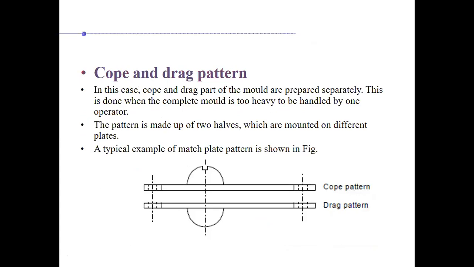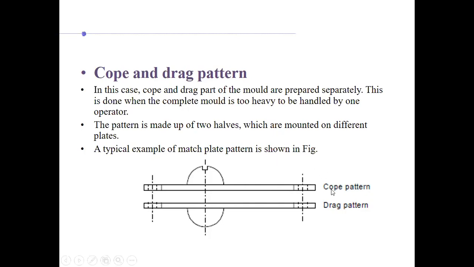Cope and drag. In this case, the cope and drag of the mold are prepared separately. This is when the complete mold is too heavy to be handled by one operator. As I said, the size of the casting is also one factor when deciding the type of pattern. If it is found that the casting is too large, then the pattern has to be large, obviously. Therefore, if it is too heavy, it will be split into two parts. Common sense. That is what gives rise to this cope and drag pattern.